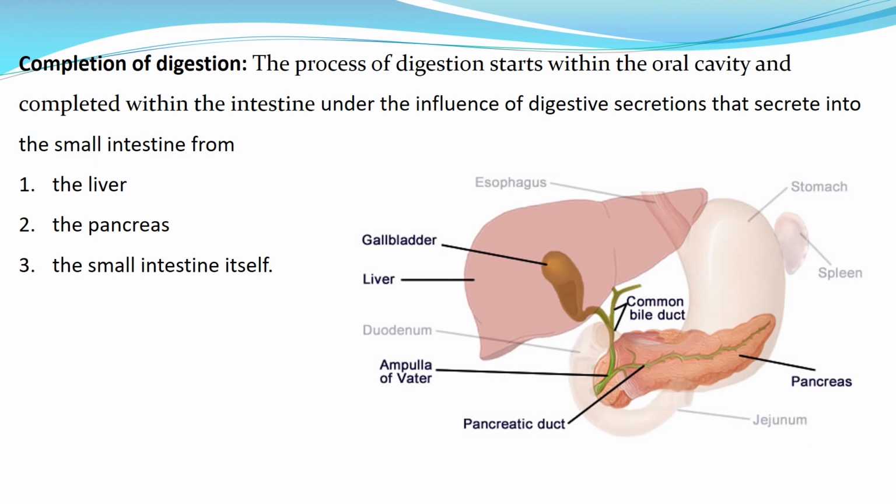What you said, within the small intestine, the process of digestion can be completed. So it is the completion of digestion. The process of digestion started within the oral cavity, as we mentioned here, and it can be completed within the intestine under the influence of digestive secretions that are excreted into the small intestine from the liver, pancreas and the small intestine.